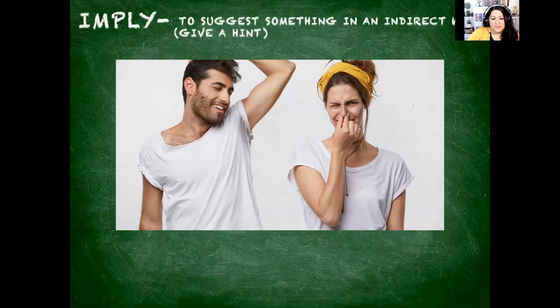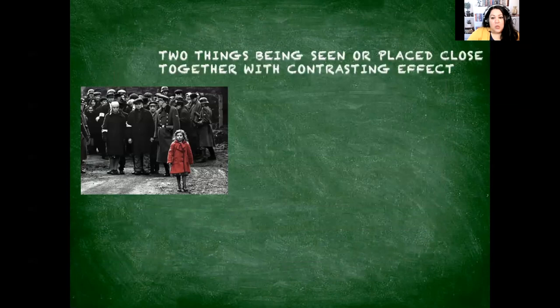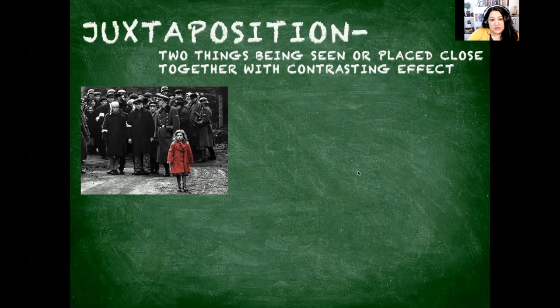Okay. Oh my, there's my animations again. Oh, okay. I like this one. Two things being seen or placed close together with contrasting effect. This is a long one, juxtaposition. Okay. Now we've talked about this before. The reason authors use juxtaposition is because it highlights a characteristic that you really, really want seen.